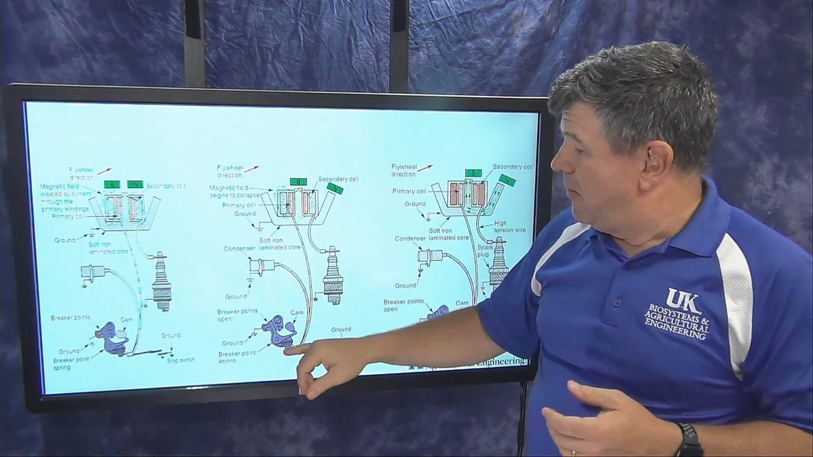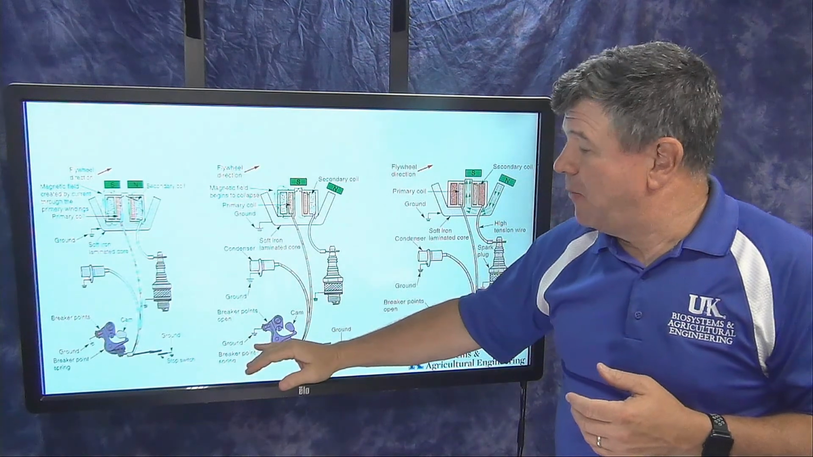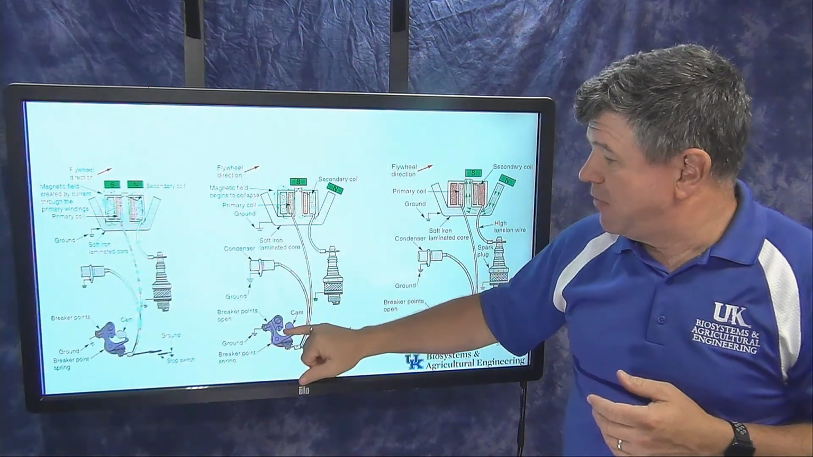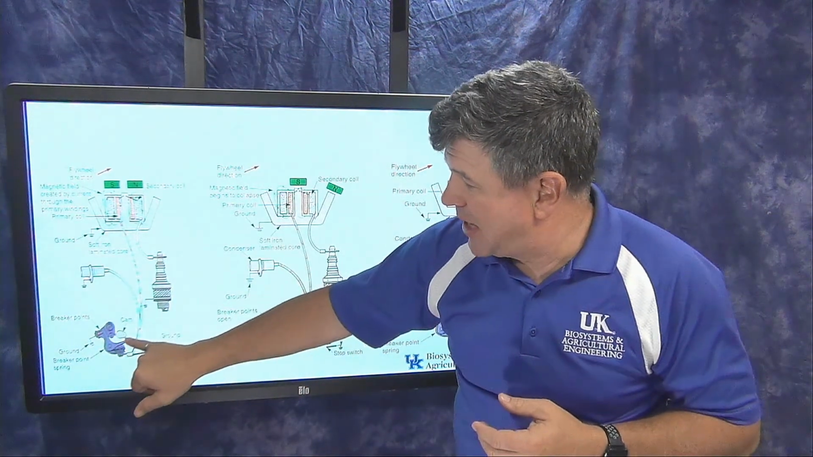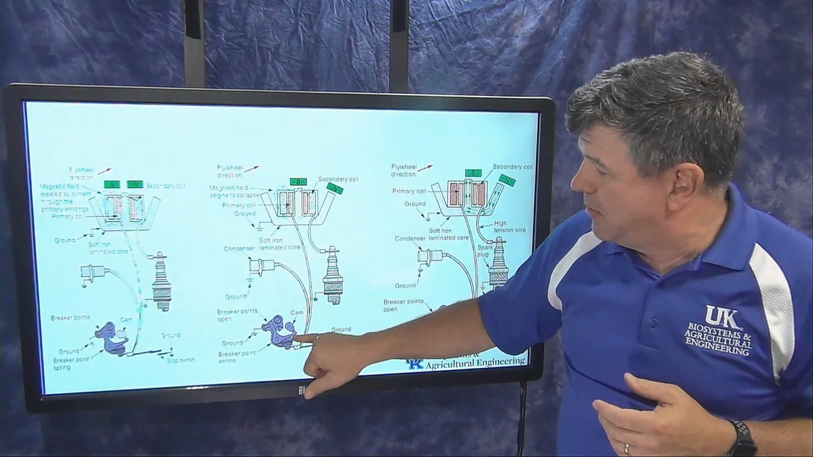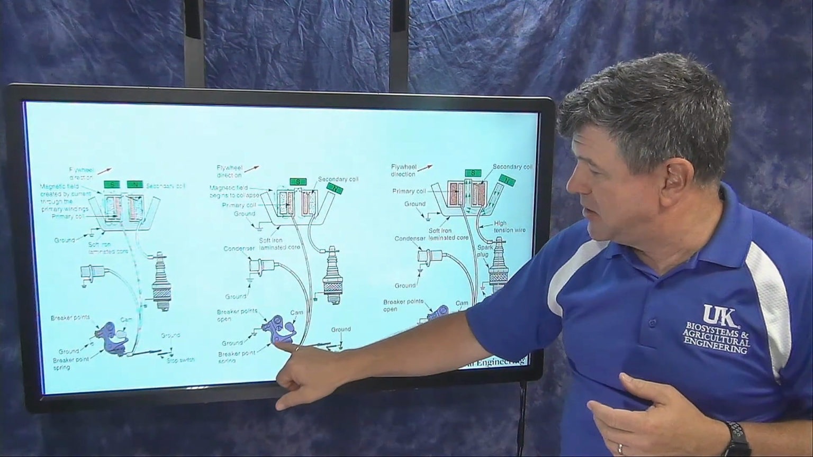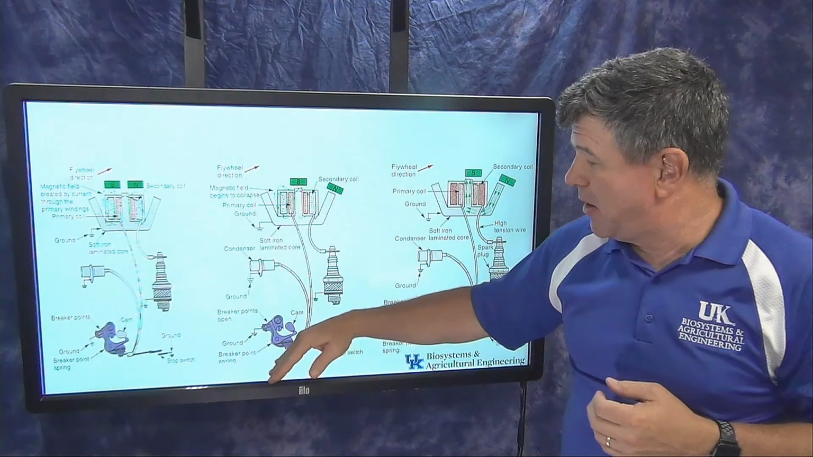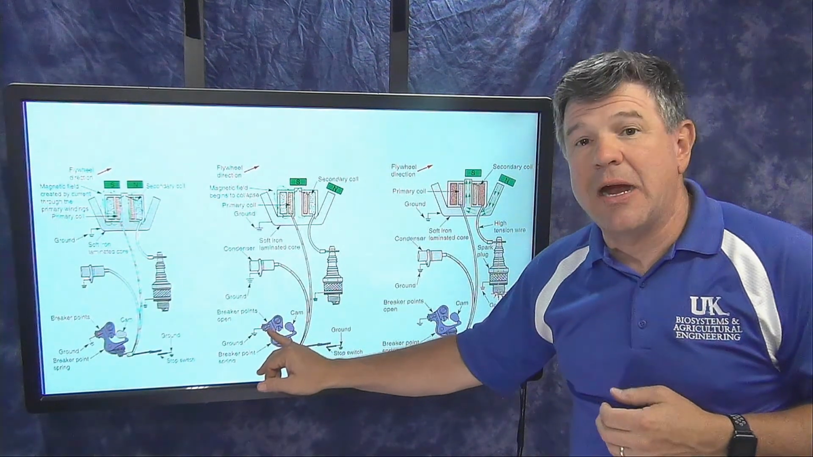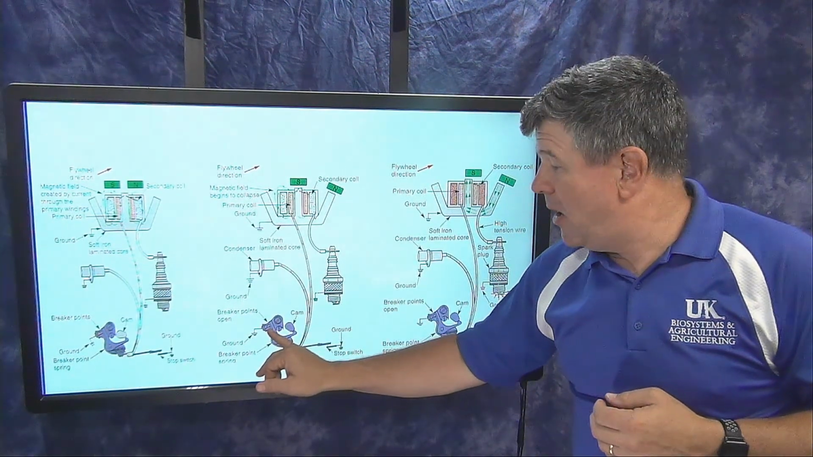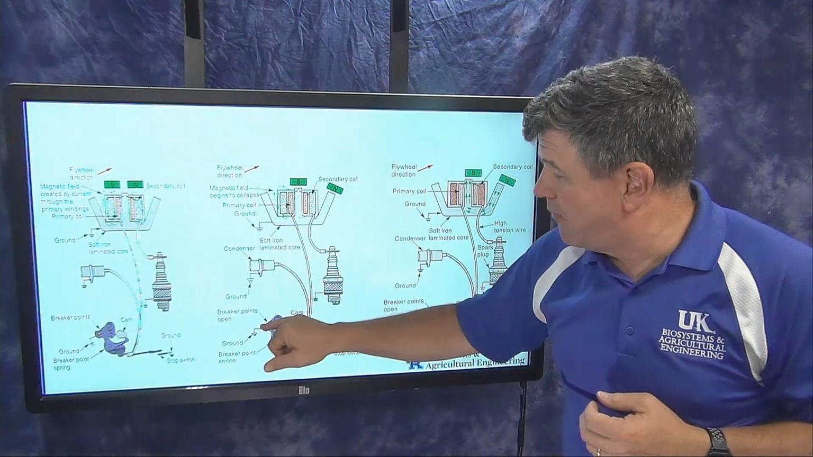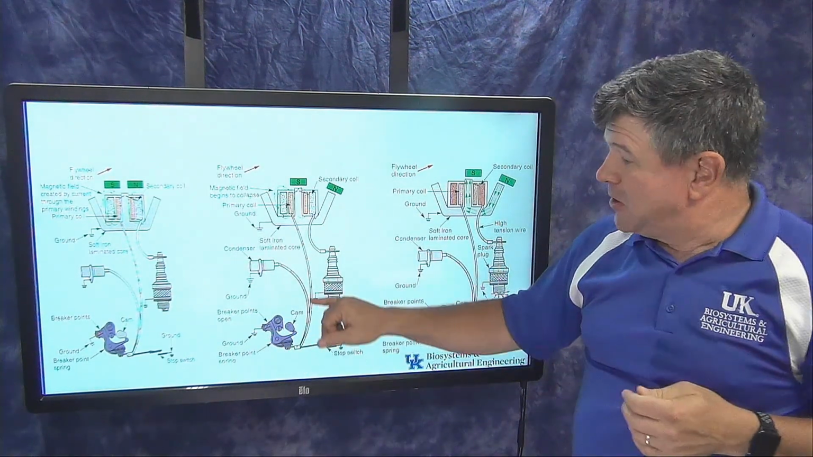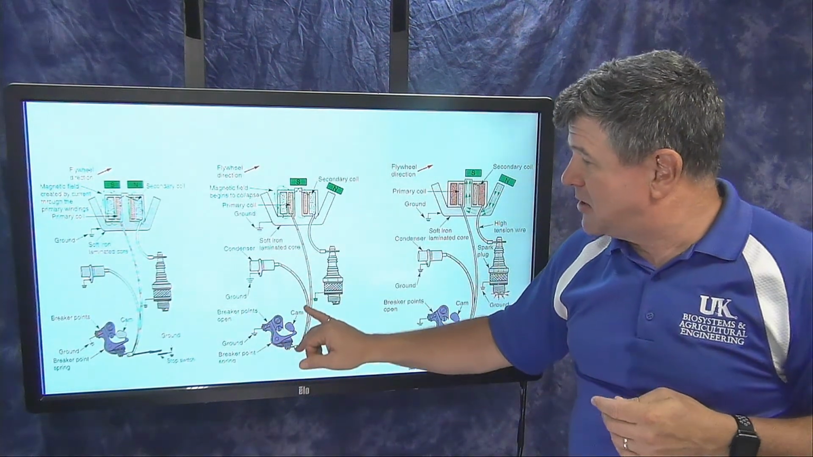So now, what happens when it's time for the spark? When it's time for the spark, you can see I've got this cam lobe that's coming around. The cam lobe comes around. It pushes on this. The pivot point is right here for the breaker. So it opens that breaker. Right in here is the break point. So now the current can no longer flow through that to ground. So the current can't go anywhere.